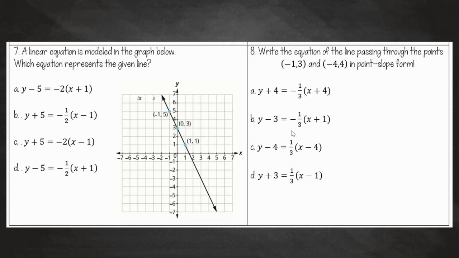All right, last two questions. Question 7, a linear equation is modeled on the graph below. So here they've given us 3 points to choose from. We can choose any 2 of those 3 points to find our slope. So I use the points -1, 5 and 0, 3. 5 minus 3 is 2. -1 minus 0 is -1. So I found my slope to be -2.